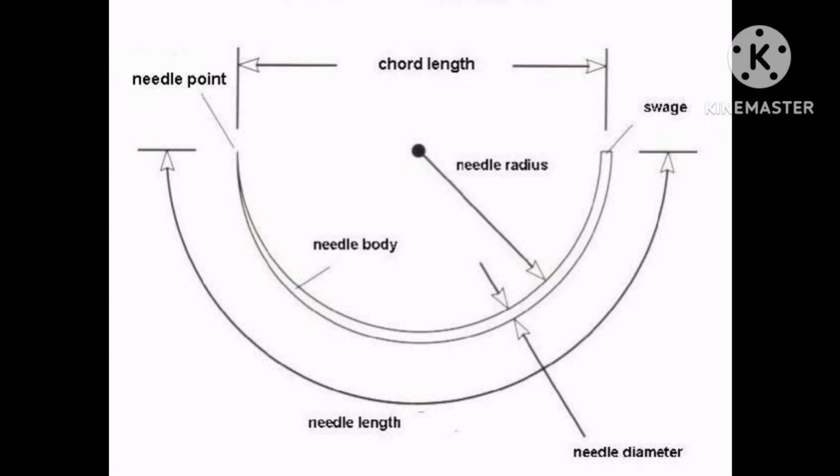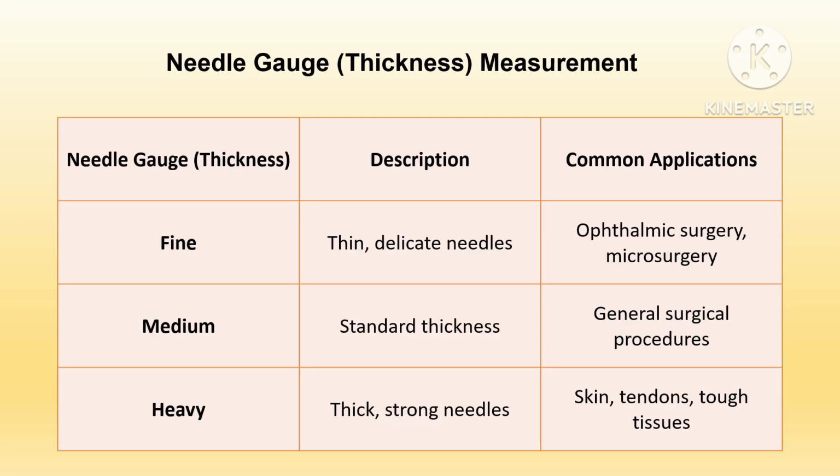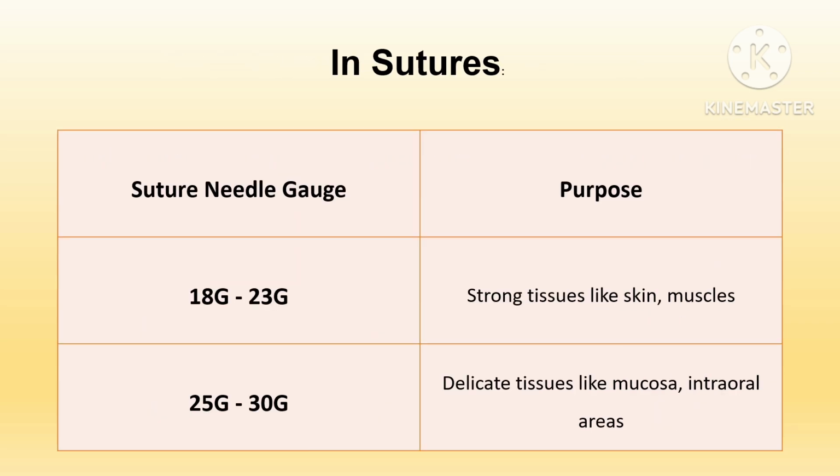The length of the needle is the distance along the needle's arc from the swage to the point. Swage we'll be discussing later on. Chord length is the straight line measurement from the swage to the point, determining the width of the tissue bite. The length from the center of the needle's curvature to its body is its radius. Needle diameter is measured in 1/1000 of an inch. Needles with smaller diameter require less force and cause less tissue trauma during passage.